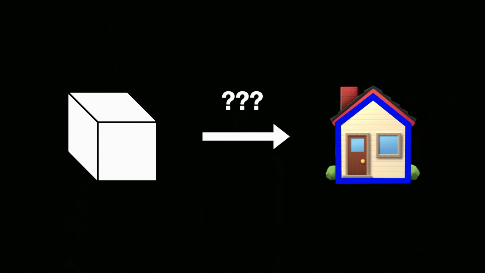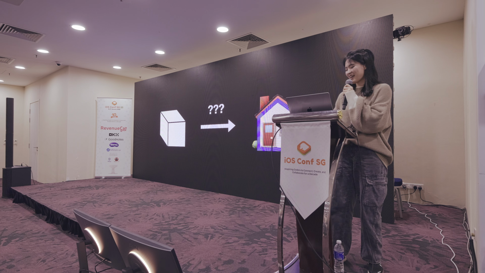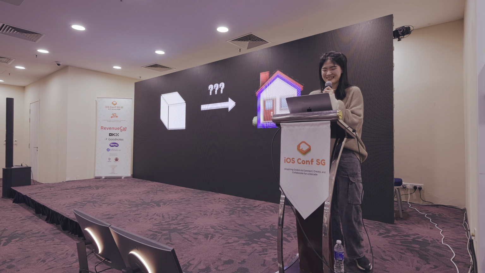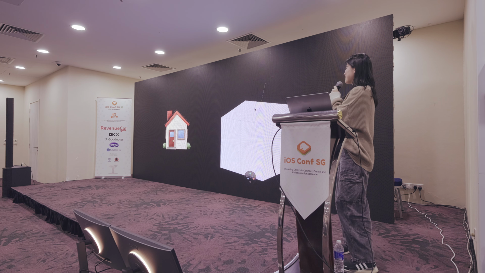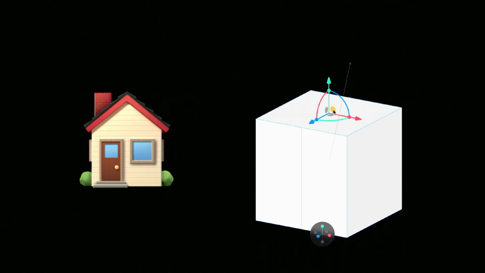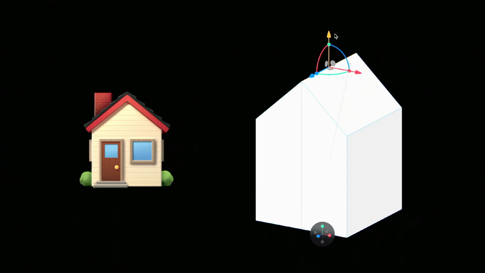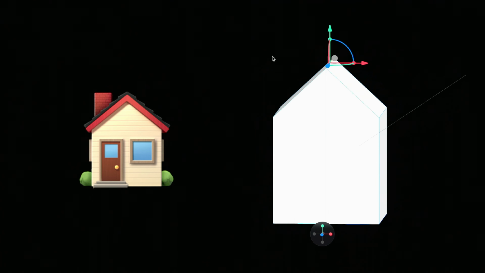So let's see this in practice. So how do I turn this cube into a house? Okay, I will tell you. So I will create a loop cut at the center and just pull a new edge at the center up. And yeah, we have a house.